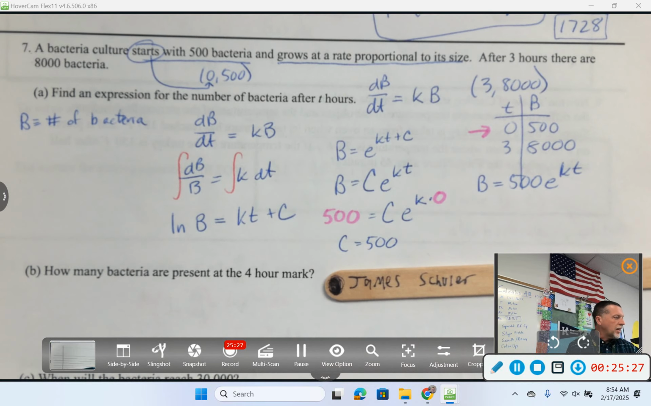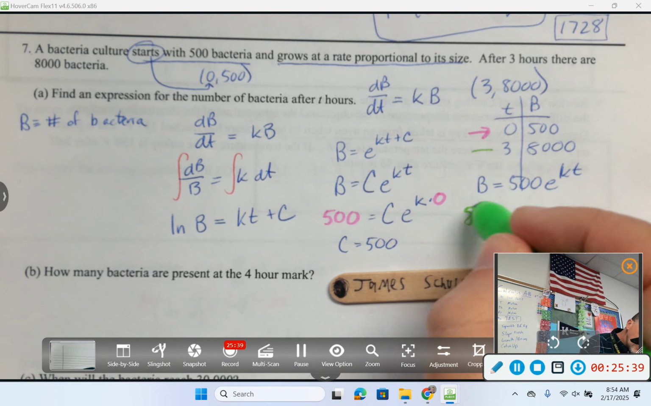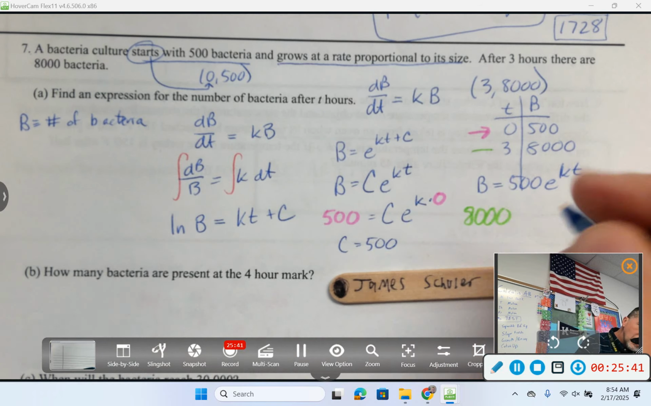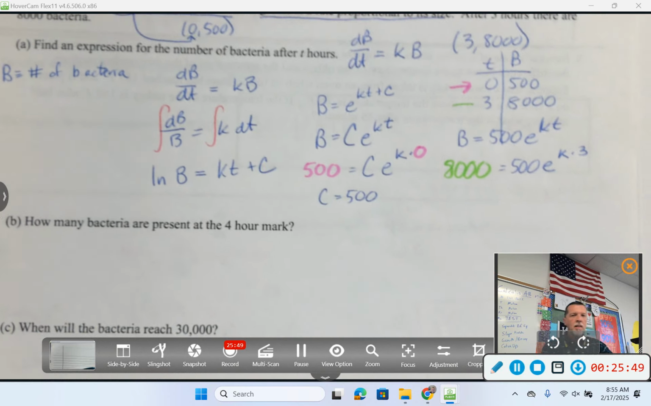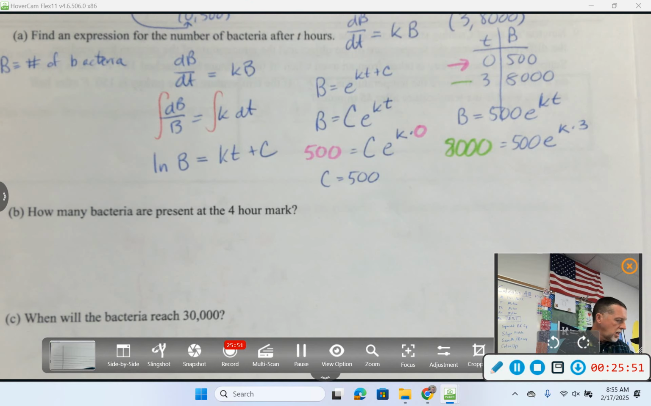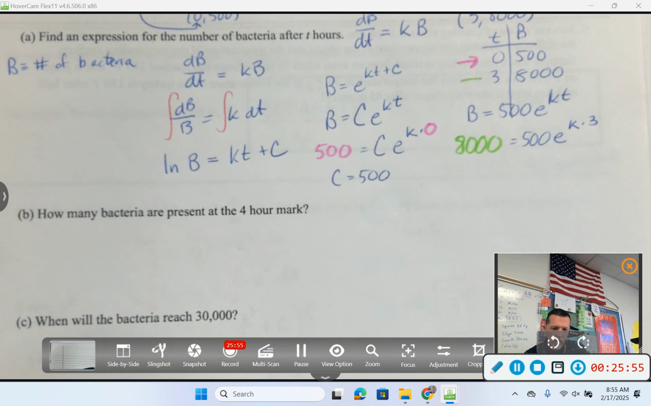What do you want to do next? Plug in again at the other point. So 8,000 in for B. Don't know K. T is 3. I think we're going to need a calculator for this one.